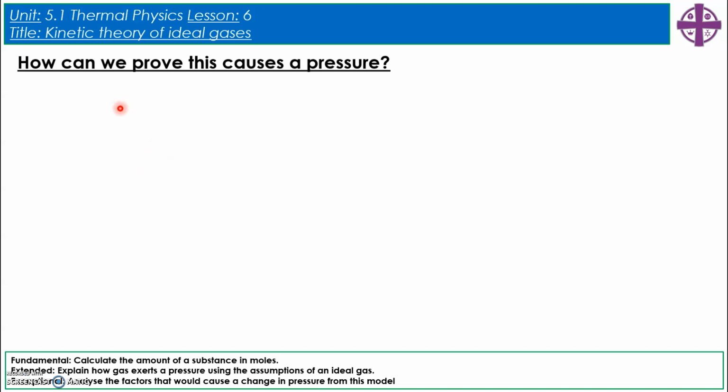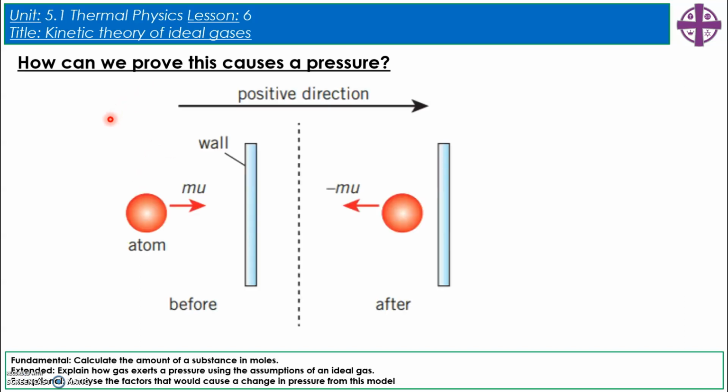So how can we prove that all of this causes pressure? Well, pressure is a force on the wall. So before an atom hits the wall, your atom is moving along in this direction with this momentum, mass times velocity, mu. Our particle then hits the wall and bounces back in the opposite direction. Its momentum before was to the right, its momentum now is to the left. So its momentum has changed direction.